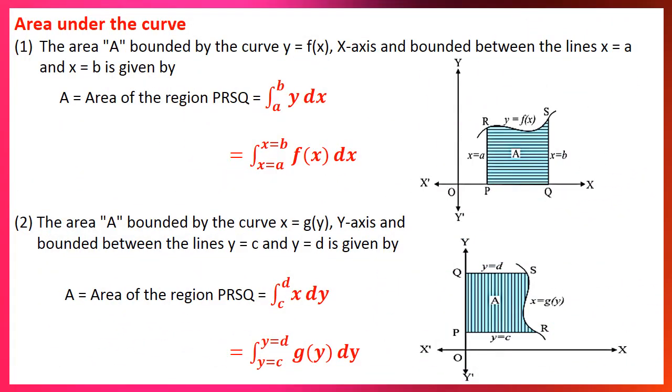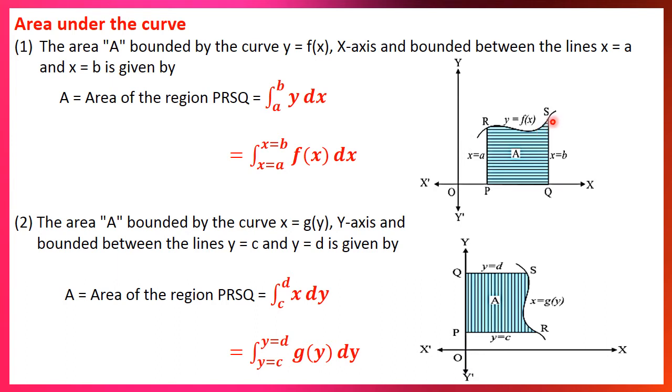Now we learned the formula to find the area under the curve. Let A be the area bounded by the curve y is equal to f of x, the x-axis, and bounded between the lines x is equal to a and x is equal to b. Let us see the diagram.